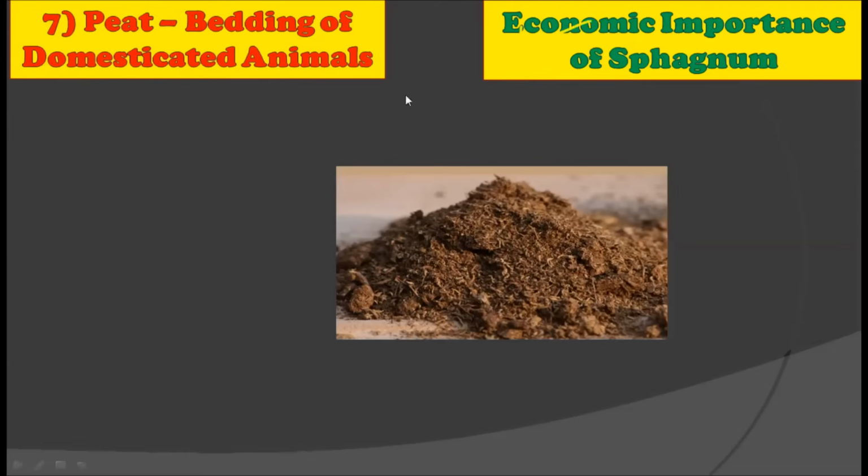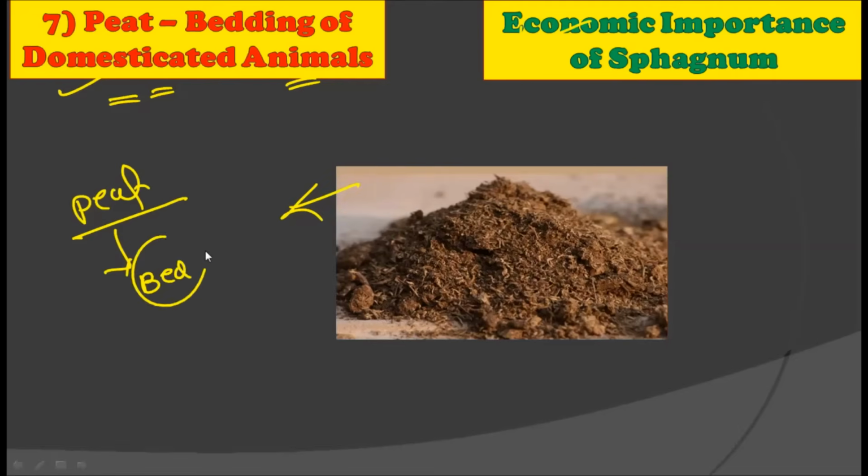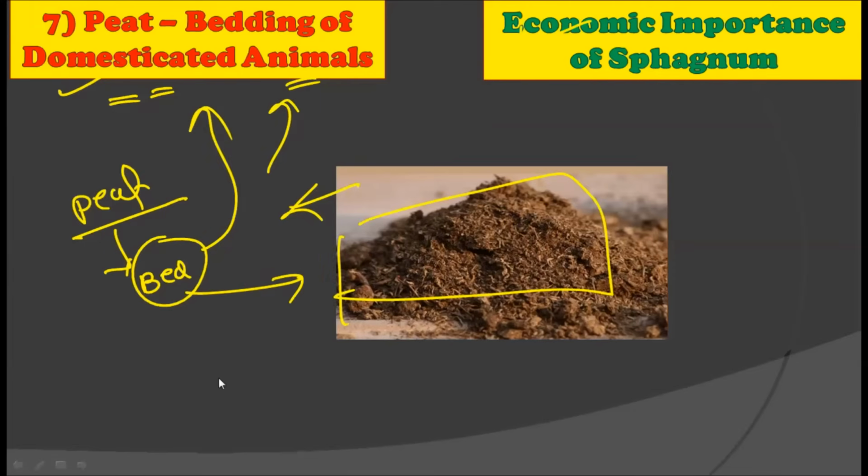Now, the seventh economic importance of the sphagnum is that it is used as bedding for domesticated animals. This peat is again used as a bed for domesticated animals. As you know, for big herds of domesticated animals, peat is largely used as bedding.